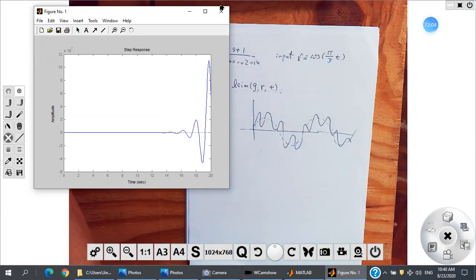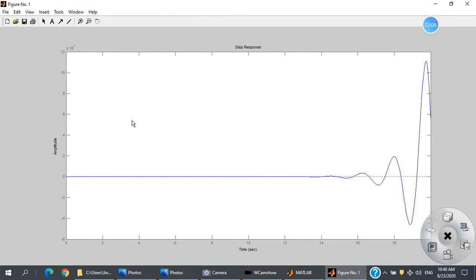Okay, it's this one. You see the size? The y-axis. Now the unit is 10 to 7. It's very large, so it will go up and down, up and down. But in this scale, you can see it. In the scale 10 to 7, for early time, the value change, you can see it.